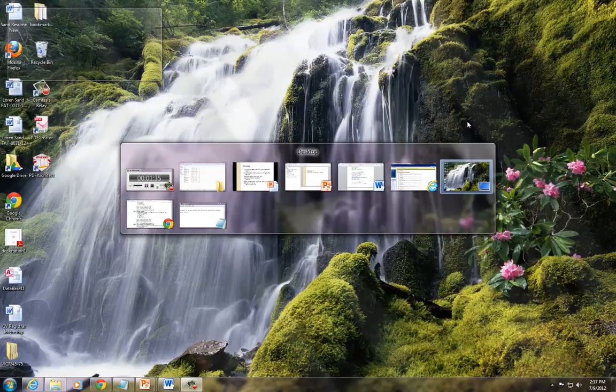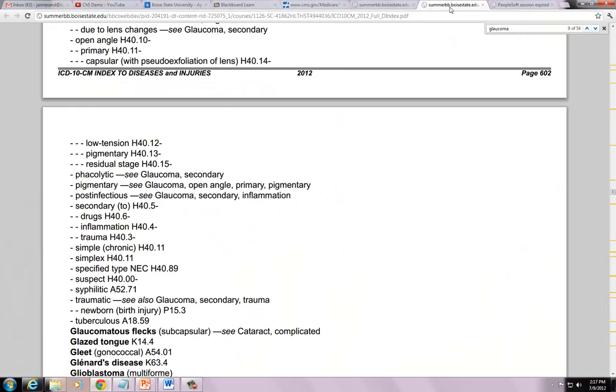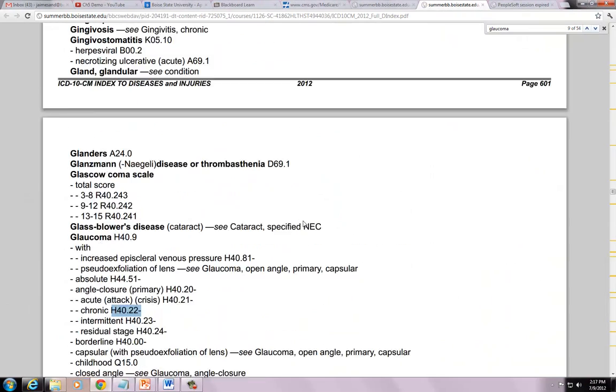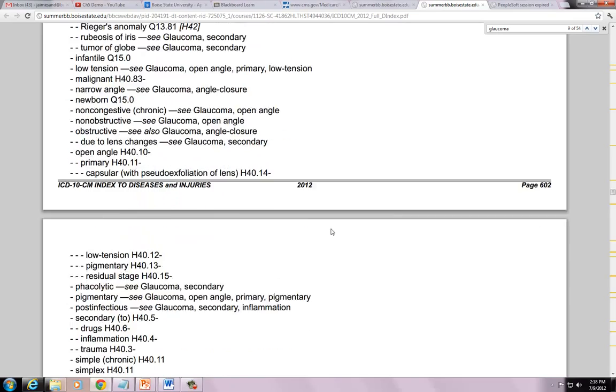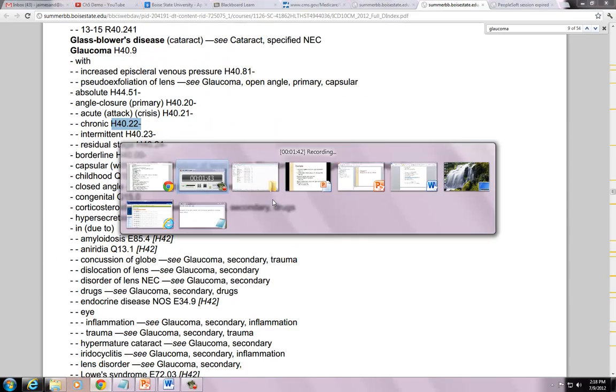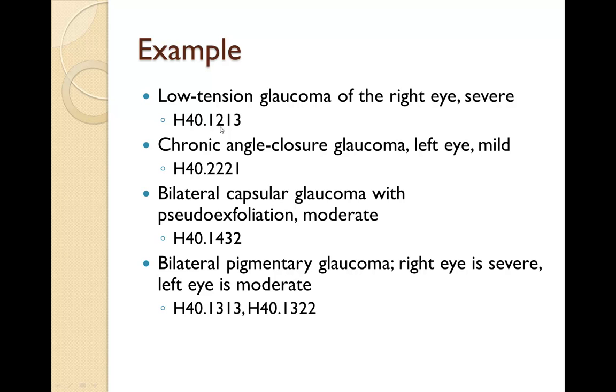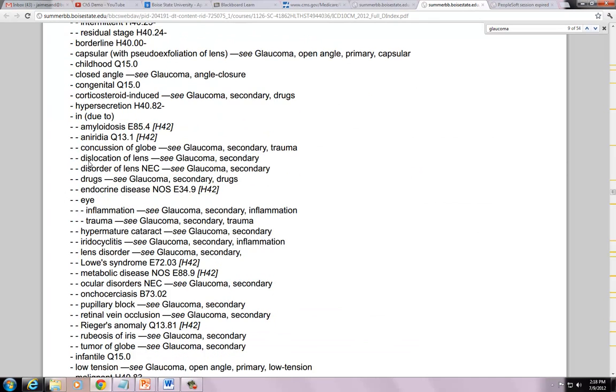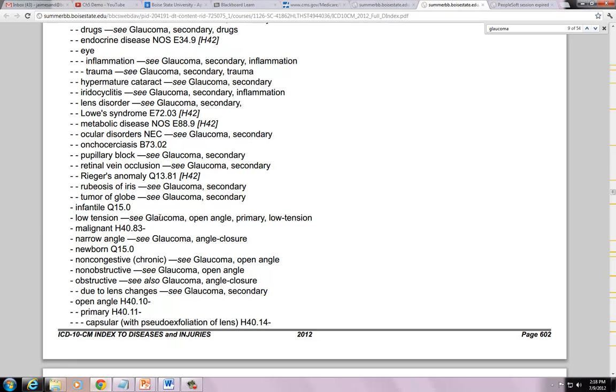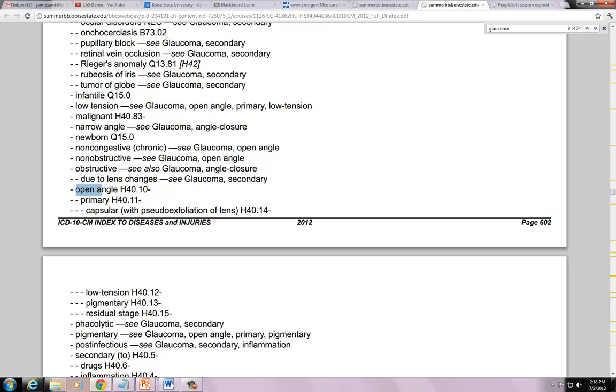So let me flip over to our index. I'm at glaucoma, on page 602, and we were looking at low tension glaucoma, right eye, severe. So if I come down to low tension, it tells me go down to open angle, primary, and low tension. So here I'm at open angle, primary, low tension. I get H40.12. And again, this dash is just indicating that I need some additional characters.